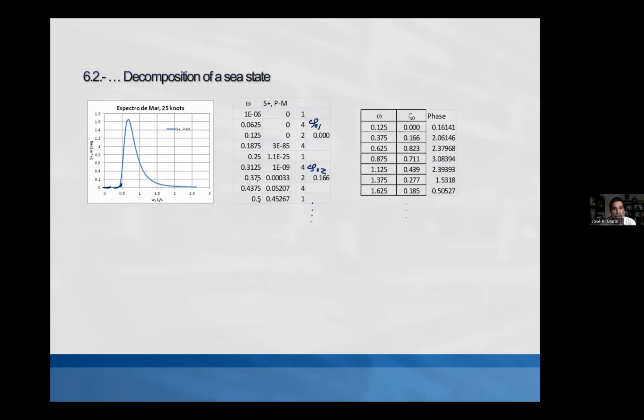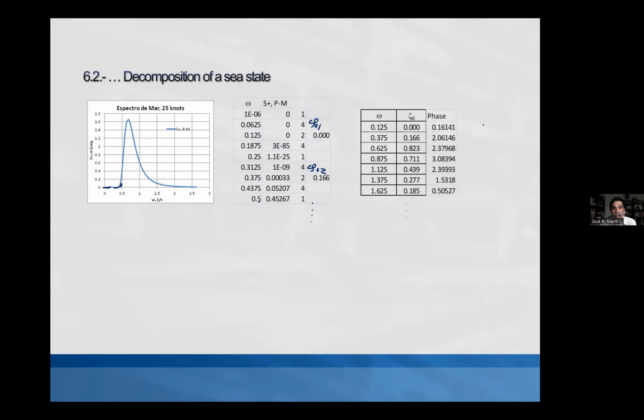For 0.375, I got 0.166. That's what I have here, and then I can go on. You see that the amplitude increases because we have more area in this part, and then starts decreasing.